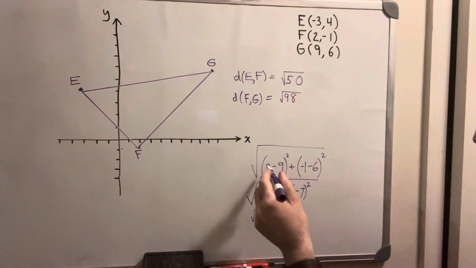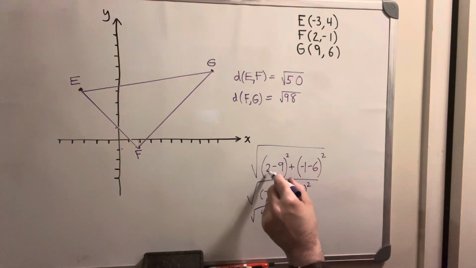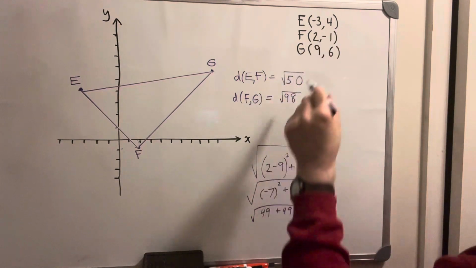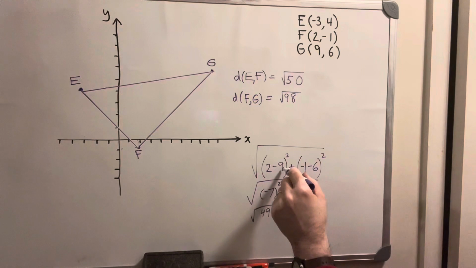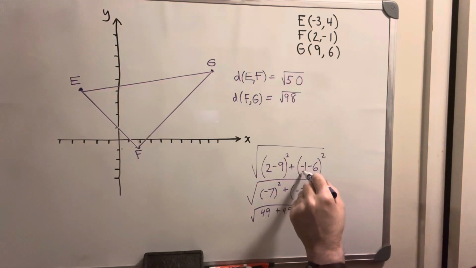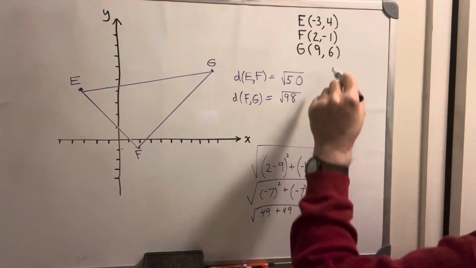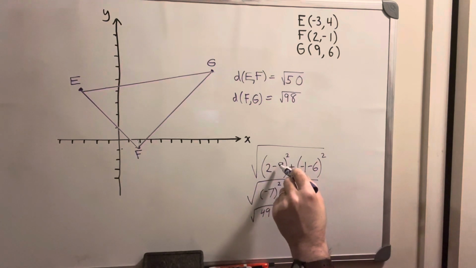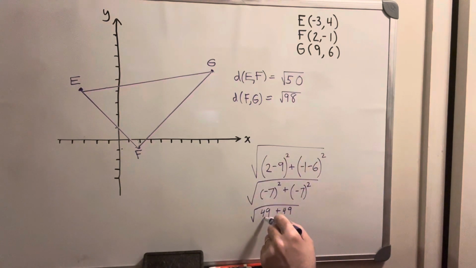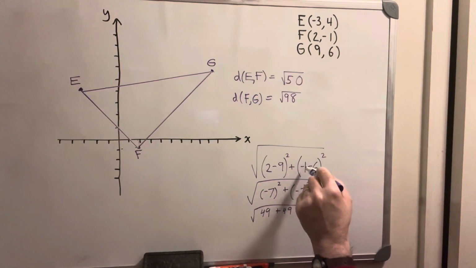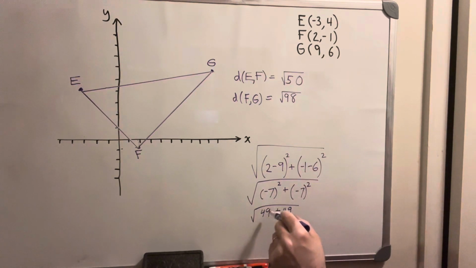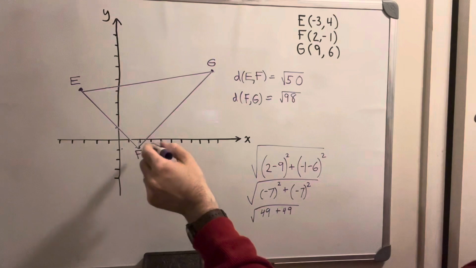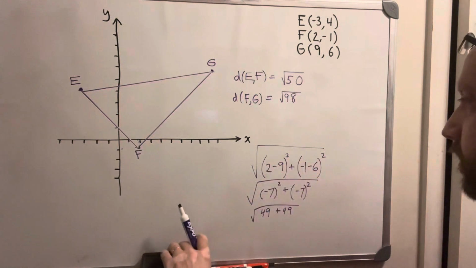Here it is. I applied the distance formula right here. This is the x position of point F, and this is the x position of point G. This is the y position of point F, and this is the y position of point G. 2 minus 9 is -7. -7 squared is 49. -1 minus 6 is -7. -7 squared is 49. And 49 plus 49 is 98. So this distance is square root of 98 units.